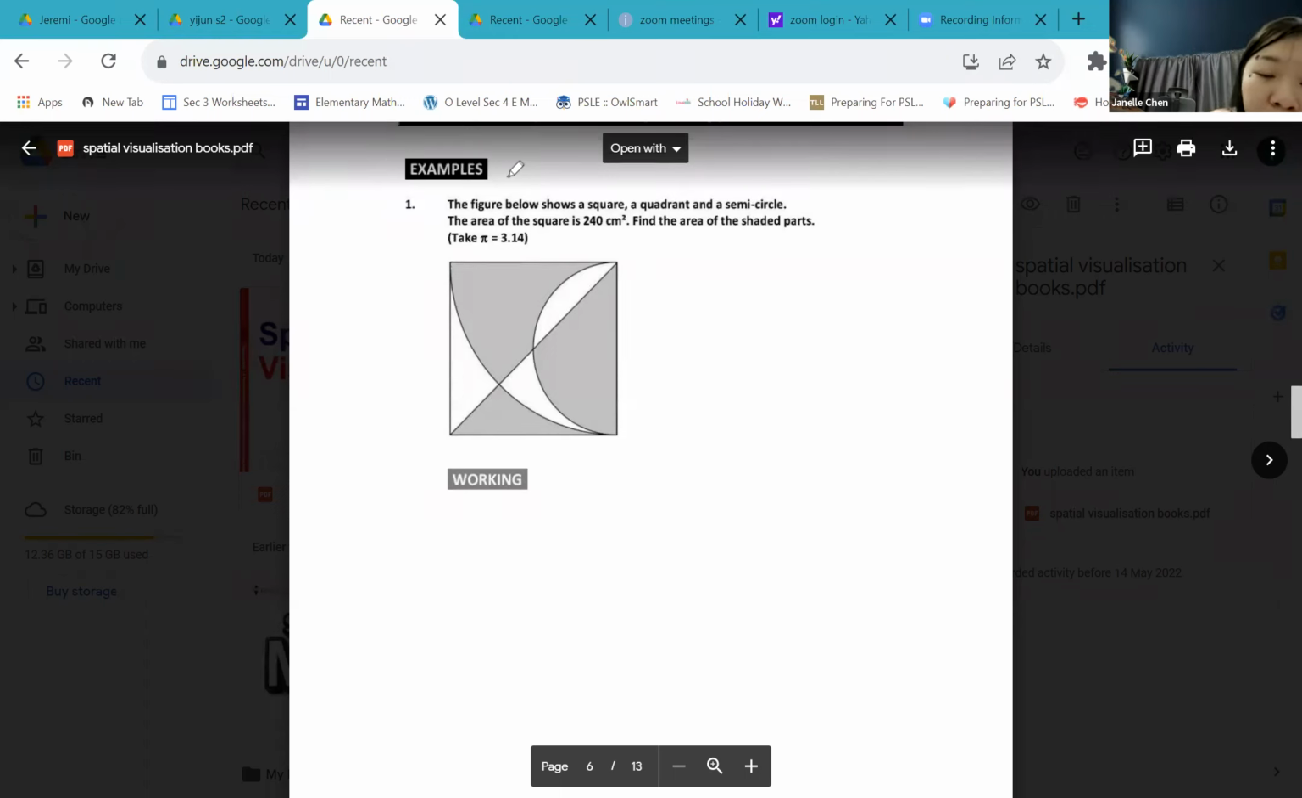So here we want to find the area of the shaded part. Again, I mentioned over and over again since the start of the video, we want to find the shaded part, we want to find the unshaded part. First thing we do is imagine how do I put them together in order for me to have a regular shape, as regular as possible, so that our life can be as easy as possible.